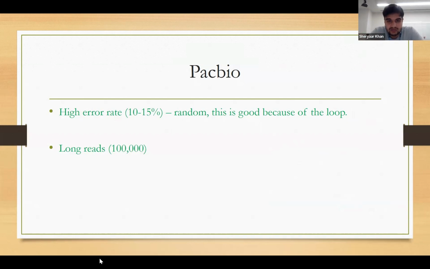Now, PacBio doesn't go as high. It's only 100,000 compared to Oxygenable, which is like 2 million, but it's still quite long. It's much longer than Illumina, which I think the highest you can go with Illumina is like 600 per fragment. So it's still much longer than Illumina, but not as high as Oxygenable.